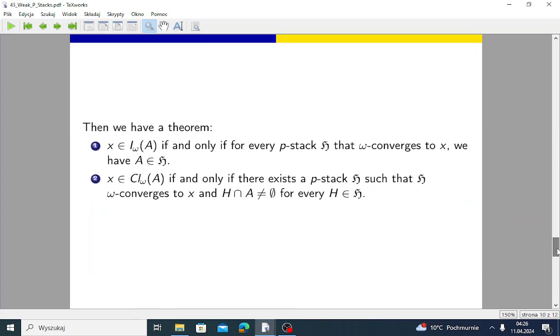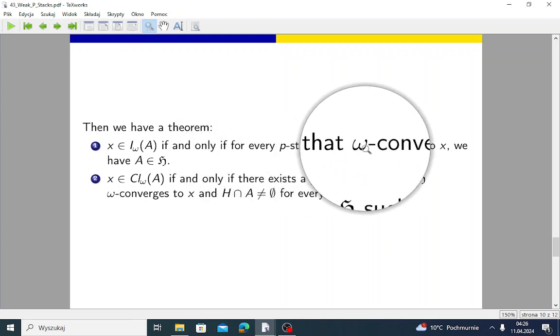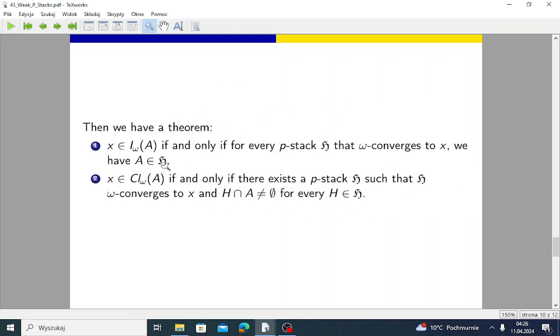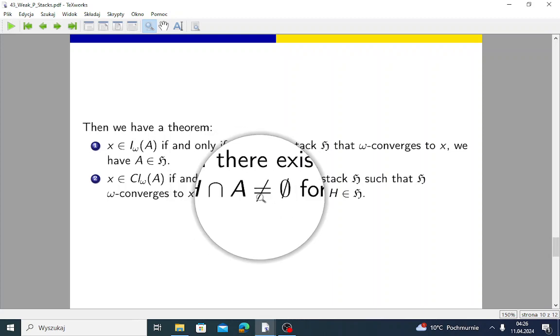And then we have the following theorem: x belongs to this capital interior, so as we already know, it means that it belongs to the interior as such, and this is identical with the following fact, that for every p-stack that converges to small x, we have that A is an element of this p-stack. And analogously with closure, x belongs to this capital closure if there exists a p-stack H such that H converges to x, and for every h in Gothic H, in our p-stack, the intersection of h and A is non-empty.